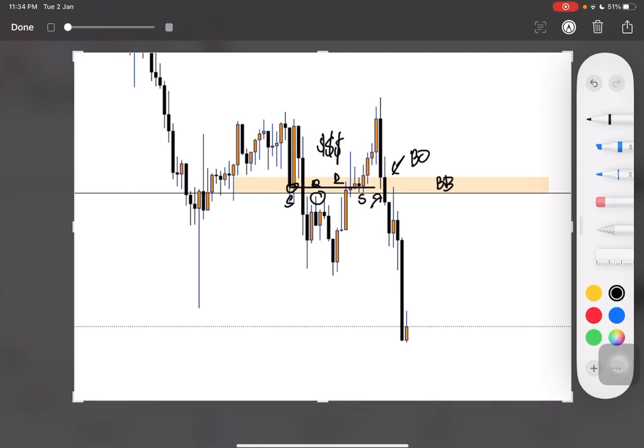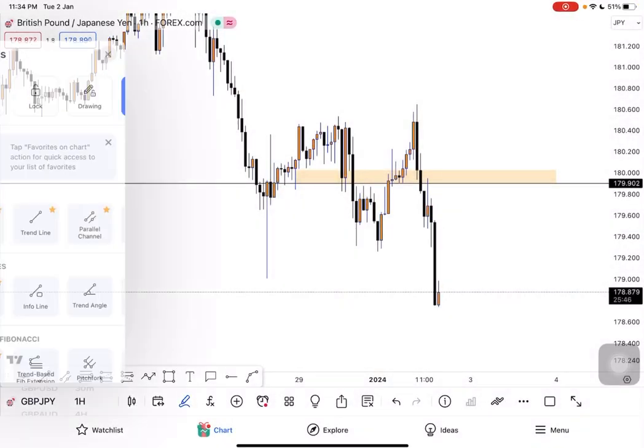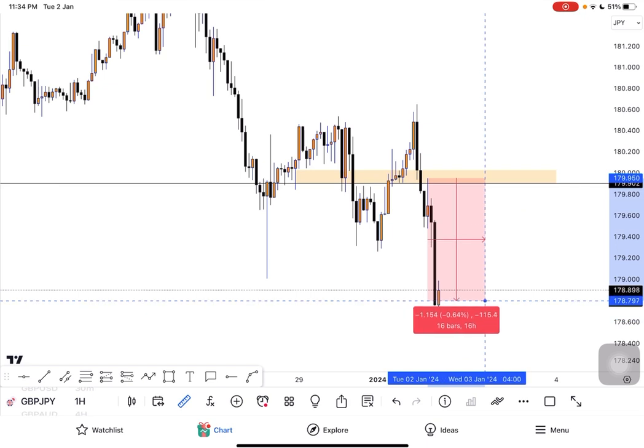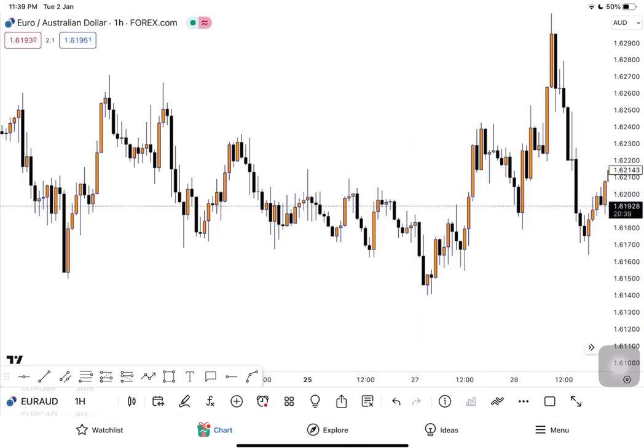So what you can do is you just mark this order block area, wait for the breakout, and entry. And entry sell right here. And here you go, you can see how far it goes from here. It's actually 120 pips. This is for the bearish breaker block.